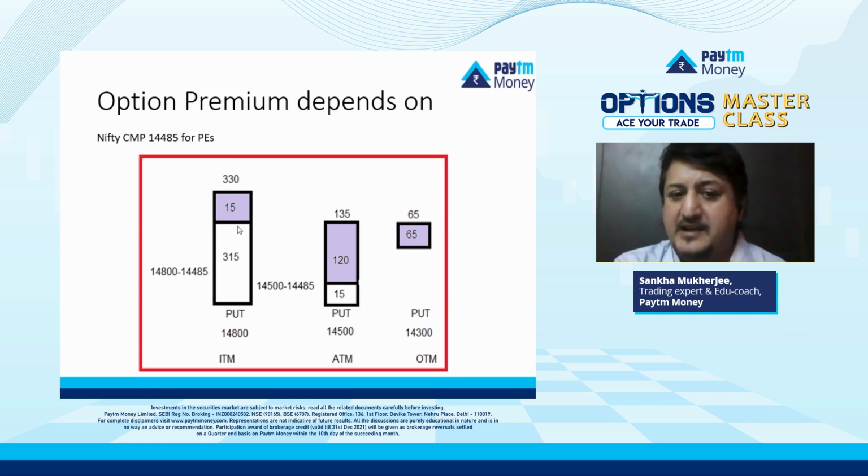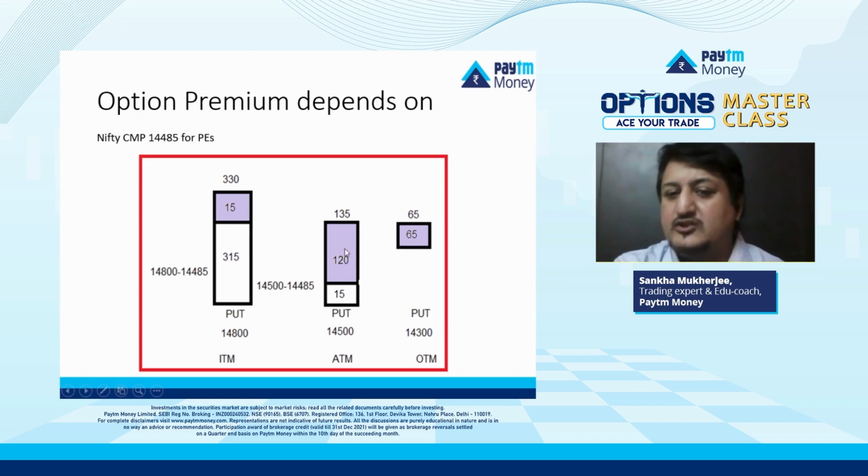A buyer, when he pays a premium, pays these two. A seller, when he is selling an option, earns these two. So a seller of a put at 14,500 has a guarantee that if the price does not move down or up and stays where it is, he will still get this 120 rupees in his pocket. In this case, he will earn the full thing.